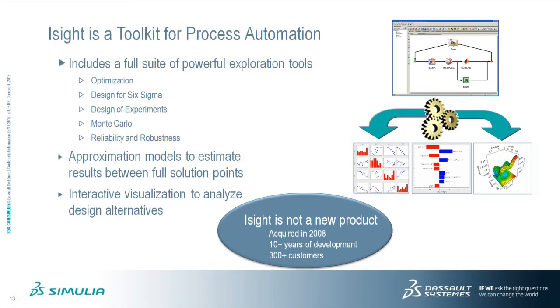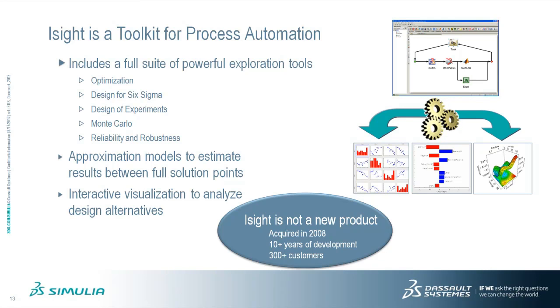iSight is not a new product. It was actually acquired a couple years back by Simulia. It was acquired from a previous company called Engineous. It's had 10+ years of development. iSight has over 300 customers worldwide. So it's a very mature product. It's a very robust product.